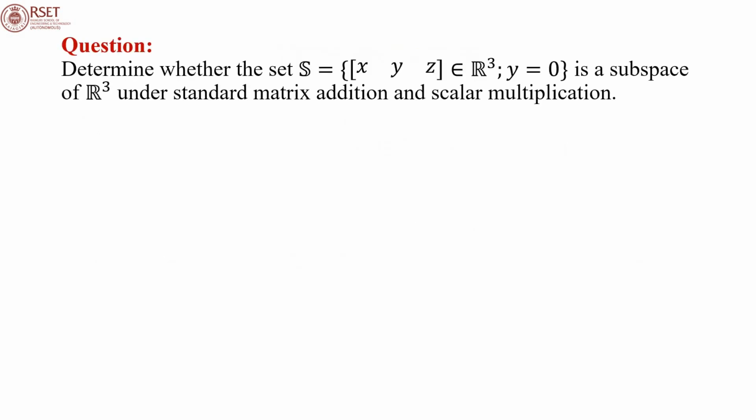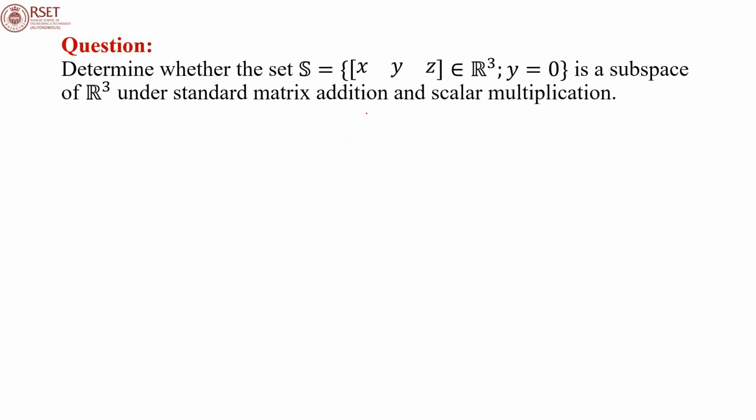Let us see the first example. Determine whether the set S equal to the set of all x, y, z belonging to R3 such that y equals 0 is a subspace of R3 under standard matrix addition and scalar multiplication. So this S actually is a subset of R3. Clearly it is a subset of R3.